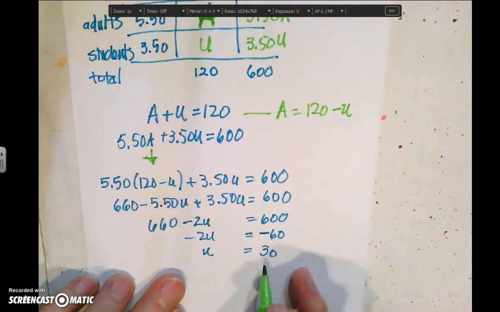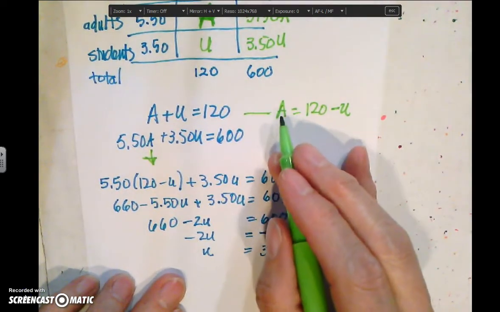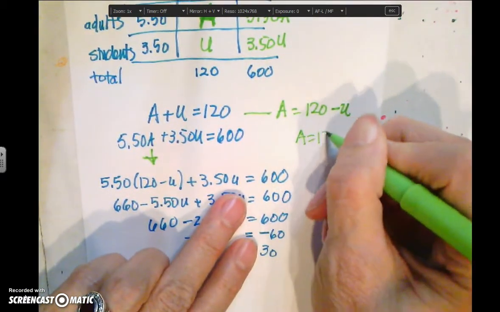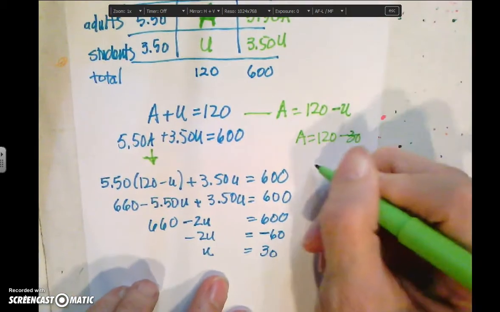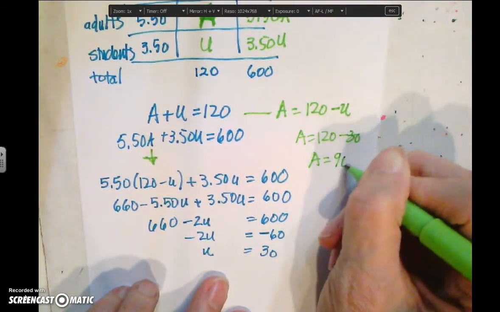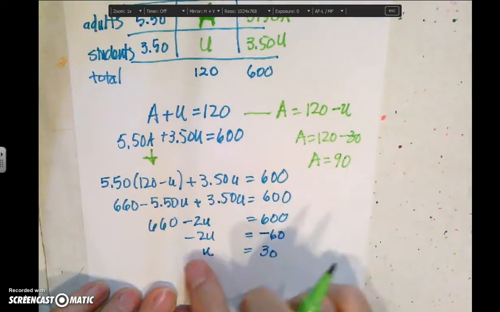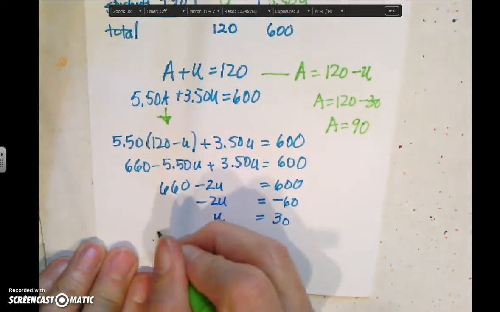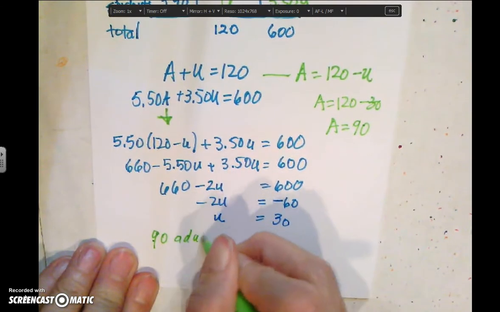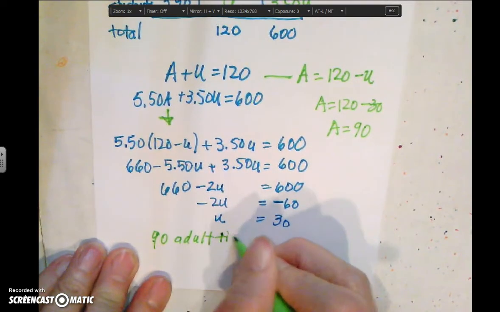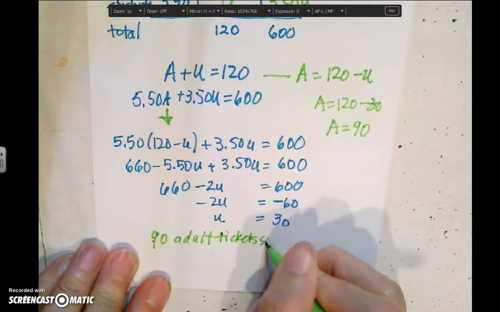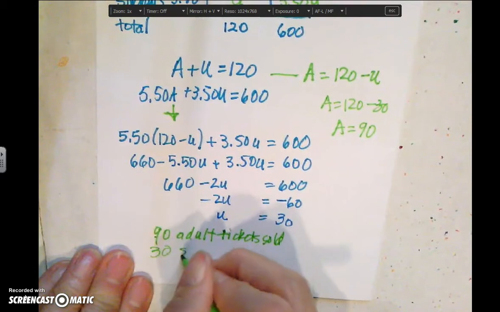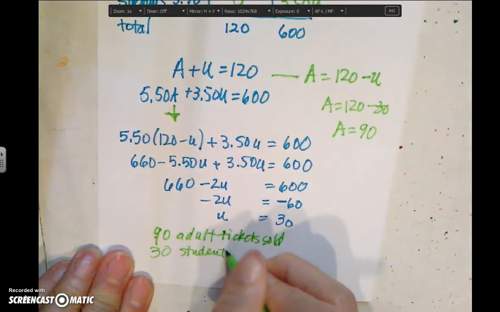So once we get that U is 30, we can come back up here where it says what A is equal to and put our 30 in. So A is going to be equal to 120 minus 30. So A is equal to 90. So the nice thing about using the right letter in the front is we know that the adult tickets, we had 90 adult tickets sold. And then U is 30, so 30 student tickets were sold.